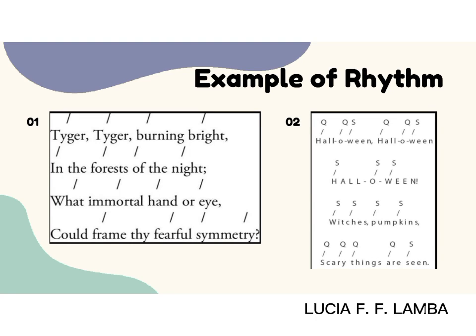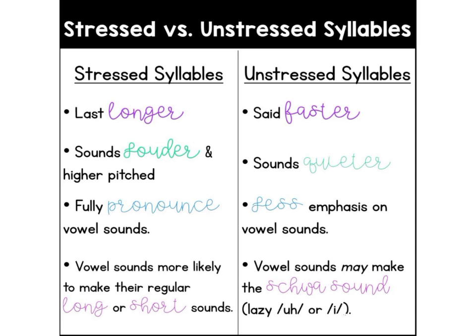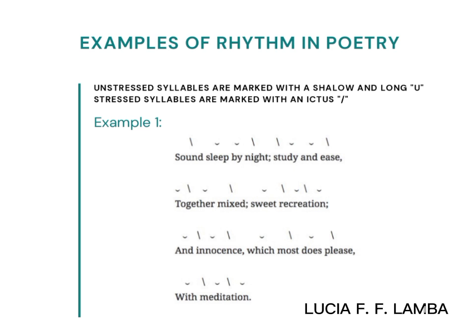Now we come to the example of rhythm. Before that, we should know the characteristics of stressed and unstressed syllables. So these are some characteristics of stressed and unstressed syllables. For example 1, unstressed syllables are marked with a shallow, long U. Stressed syllables are marked with an ictus. So sound marked with an ictus, sleep marked with a shallow, by marked with a shallow, night marked with an ictus, and so on.